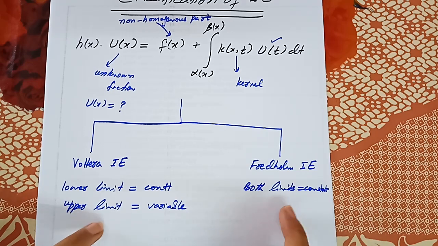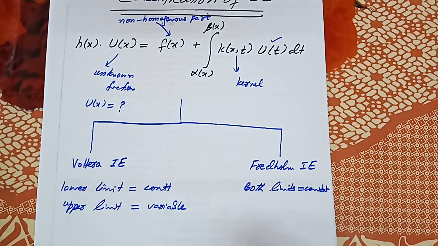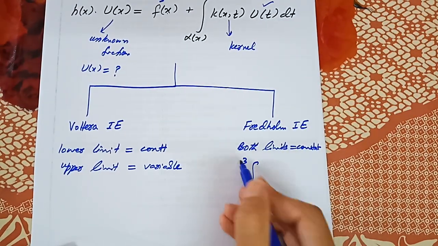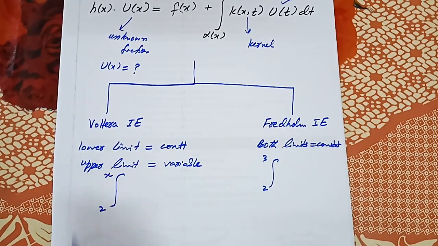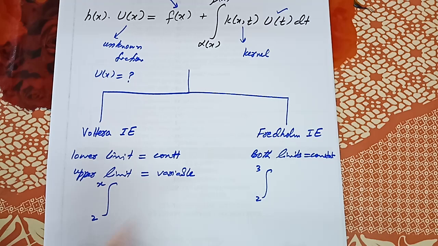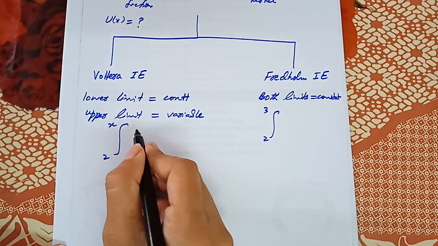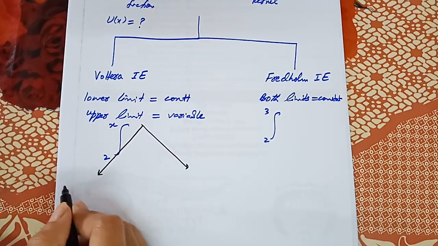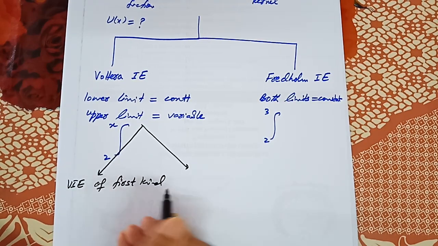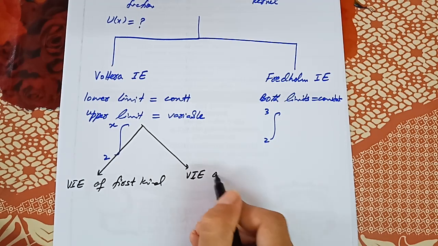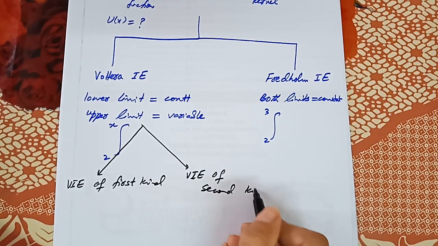So this is the basic difference between the Volterra and the Fredholm. If both the limits are constant, like if I'm writing 2 to 3, they both are constants, then this is your Fredholm integral equation. And if I'm writing like 2 to x, then this is your Volterra integral equation. Now within these two types, you have further types that are said to be the first kind or the second kind. So Volterra integral equation of first kind, and you have here Volterra integral equation of second kind.